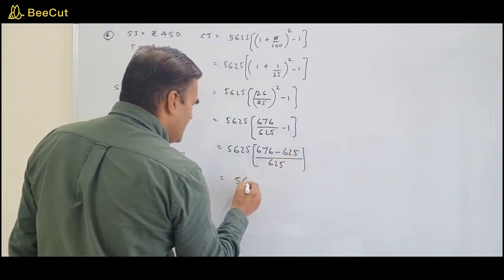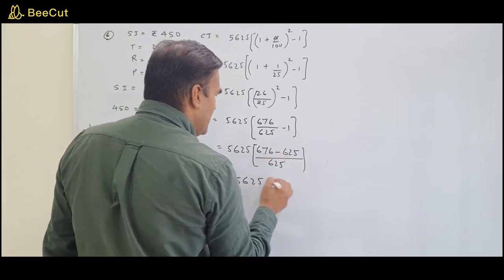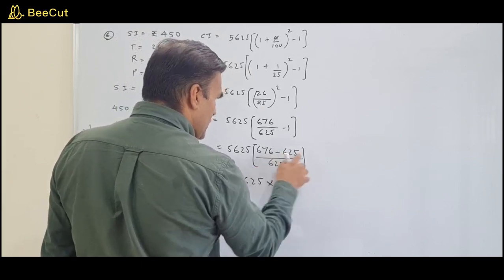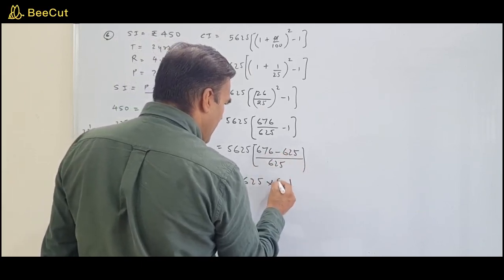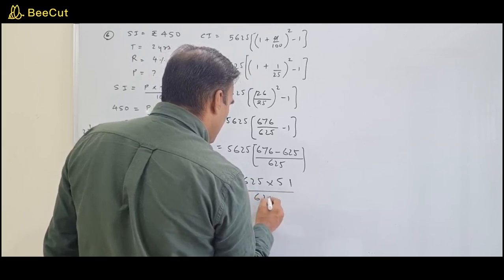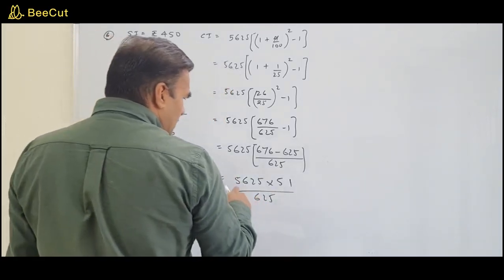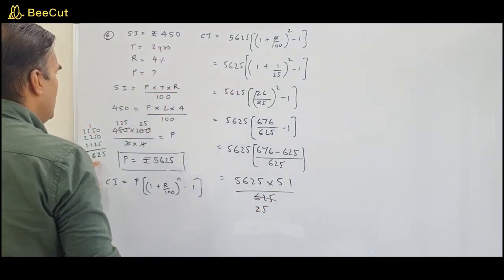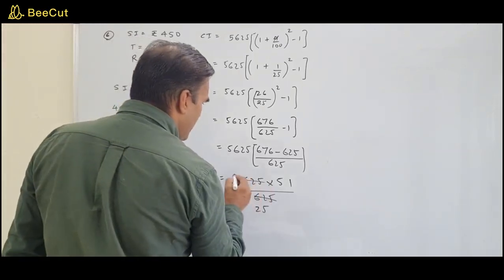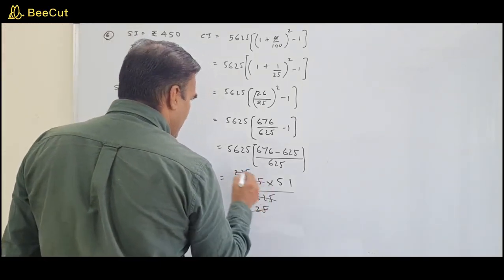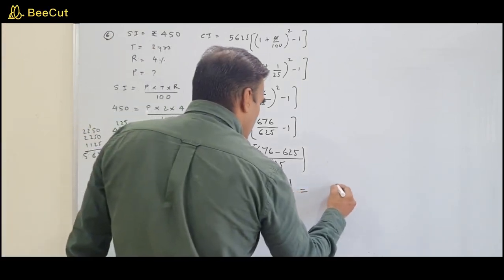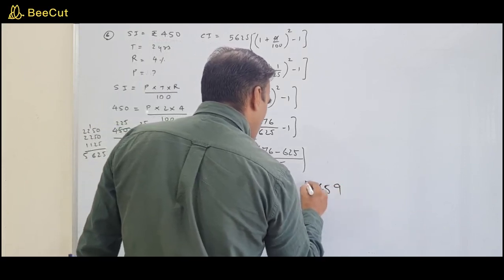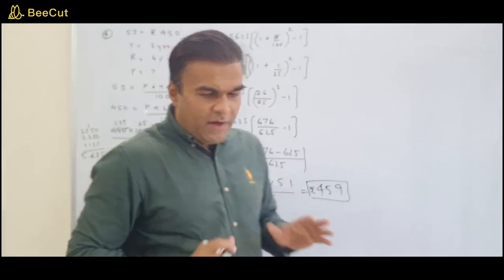So 5625 multiplied by 676 minus 625, that's 51, upon 625. This seems to be possible in the 25 table. 5625 is a multiple of 25: 225. 1 nine is 9 and 9 fives are 45. So we get 459 rupees.